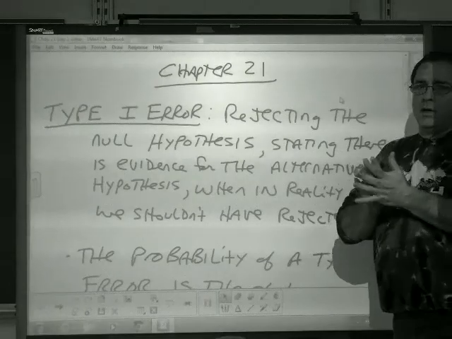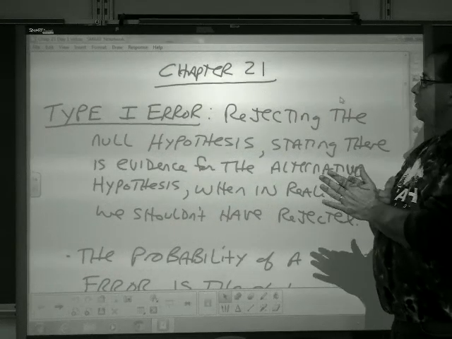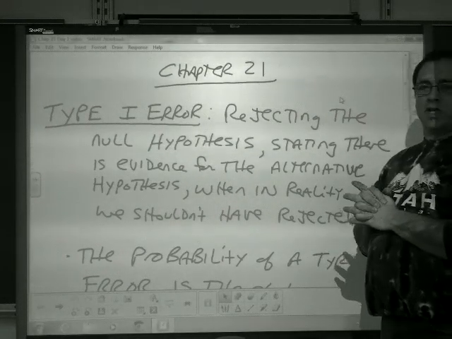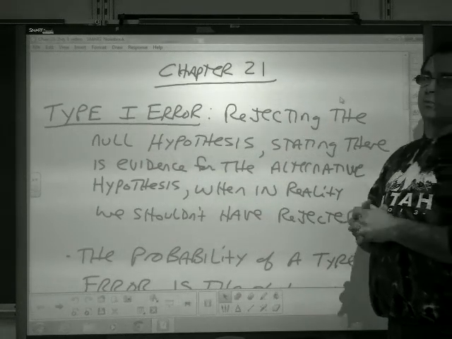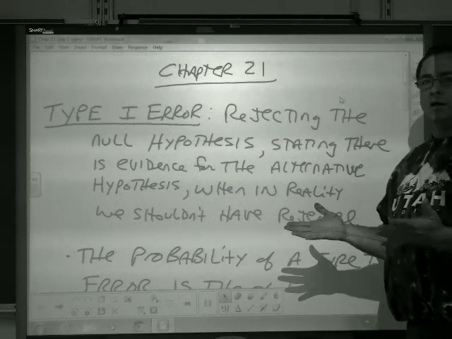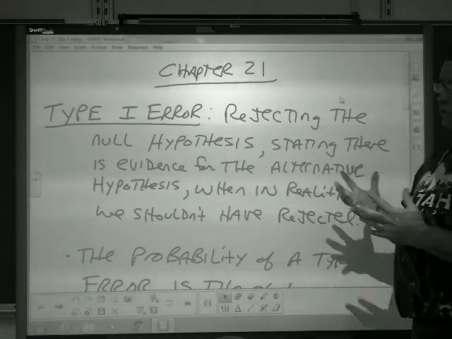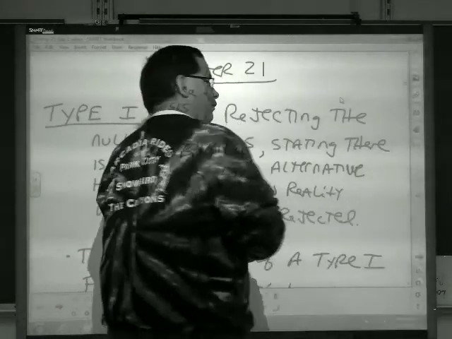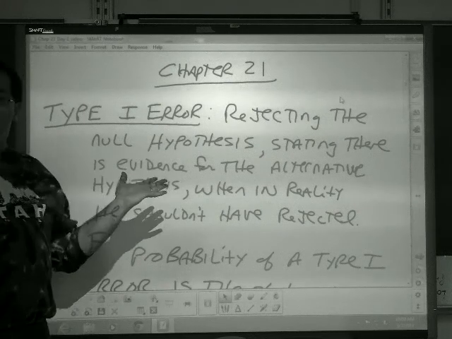Okay, so we've been doing confidence intervals and hypothesis tests, but the one thing we really haven't talked about is the chance that we might make an error. And so this chapter is about the types of errors that you can make and what you can do to try to prevent them. We're going to start out by talking about the first type of error, which we will call a type 1 error.